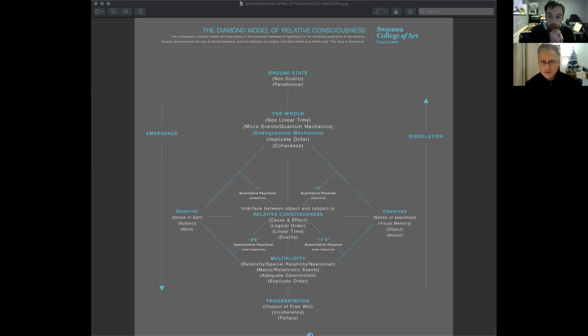The ground state is the ultimate non-duality between the whole and the part, because the whole and multiplicity are not really separate from one another. We're talking of them as being two realms, but they're also in a way part of an even bigger whole, which is the existence. It's the state of existence without exactly human observation.